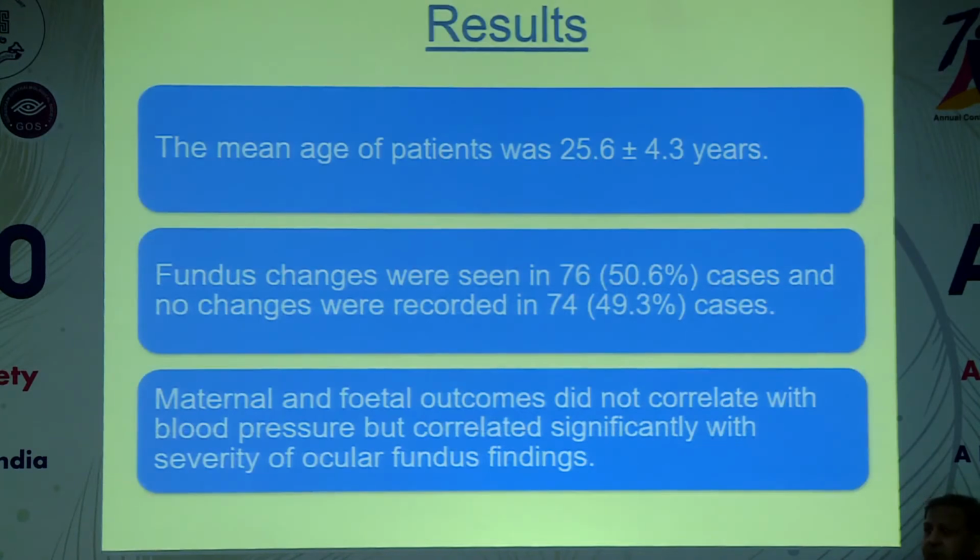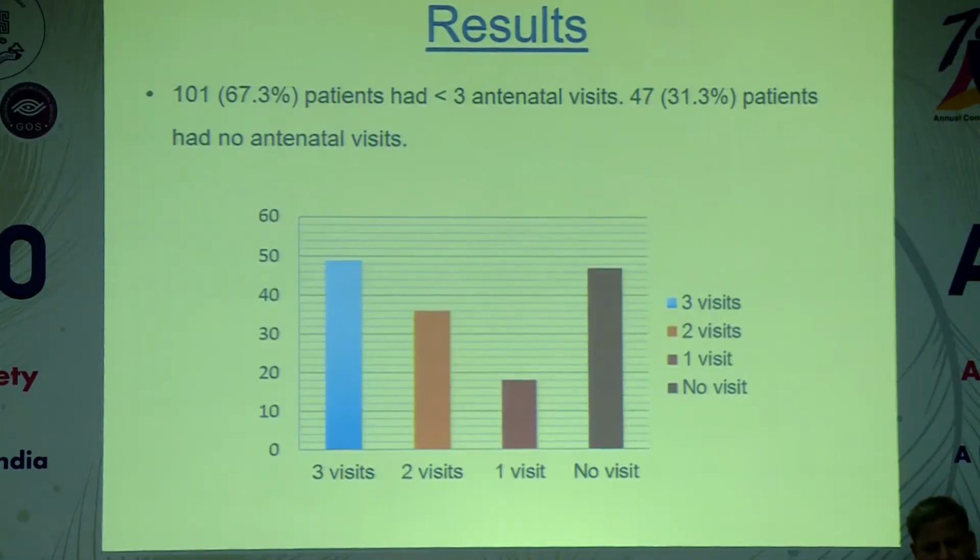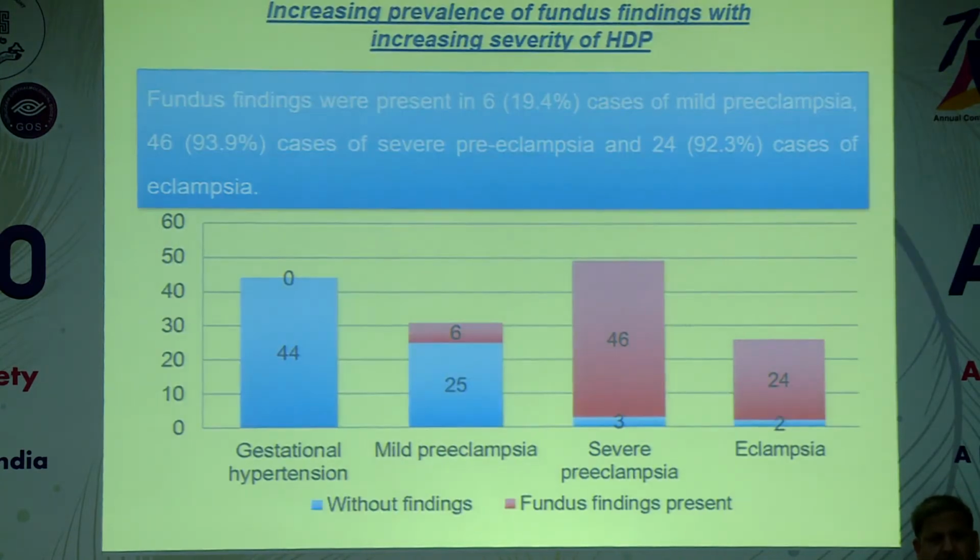The results were as follows. The mean age of my patients was 25.6 plus minus 4.3 years. Fundus changes were seen in 76 cases and no changes were recorded in 74 cases. Maternal and fetal outcomes did not correlate with blood pressure but correlated significantly with the severity of ocular fundus findings. Staggering 67.3% patients had less than 3 antenatal visits and 31.3% patients had no antenatal visits before they came to us.